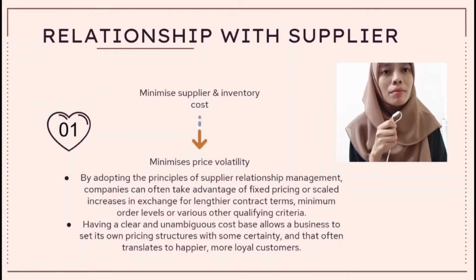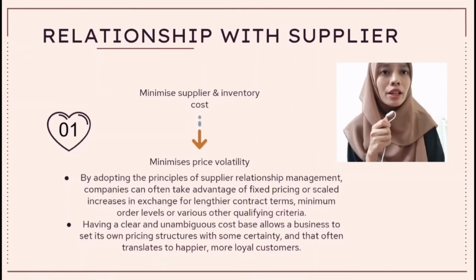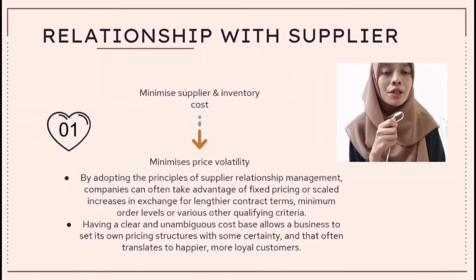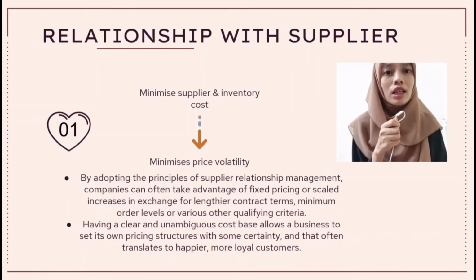First, to minimize supplier and inventory costs. This is because by minimizing supplier and inventory costs, it will minimize price volatility. By adopting the principle of supplier relationship management, companies can often take advantage of fixed pricing or scale increases in exchange for lengthier contract terms, minimum order levels, or various other qualifying criteria. And having a clear and unambiguous cost base allows a business to set its own pricing structures with some certainty, and that often translates to happier and more loyal customers.